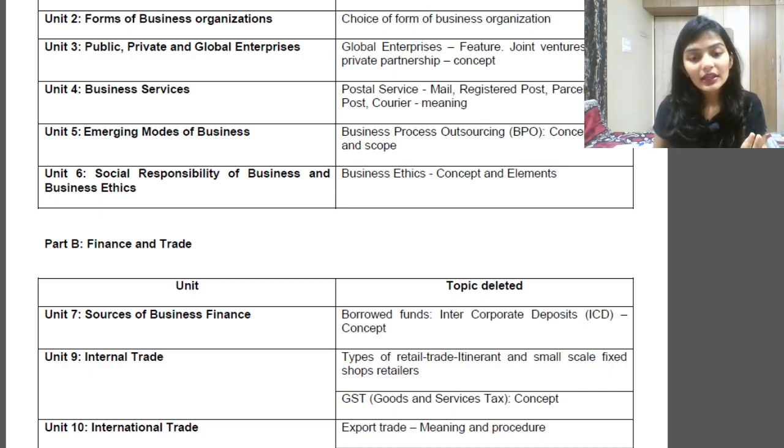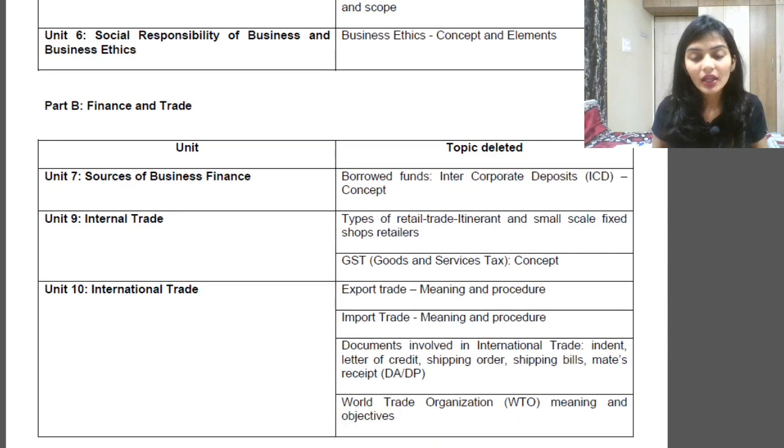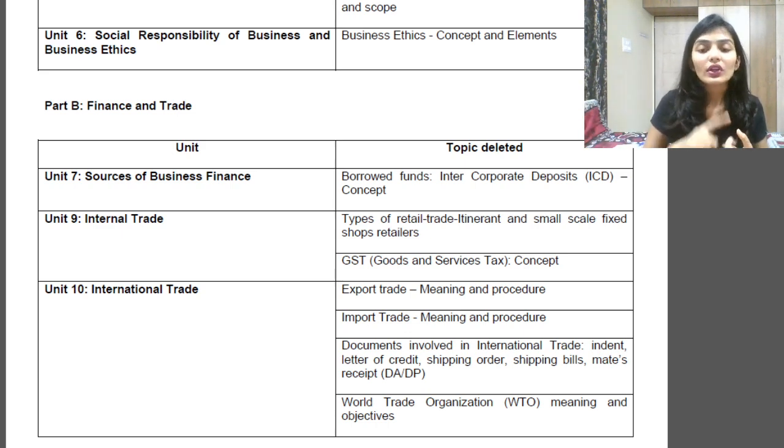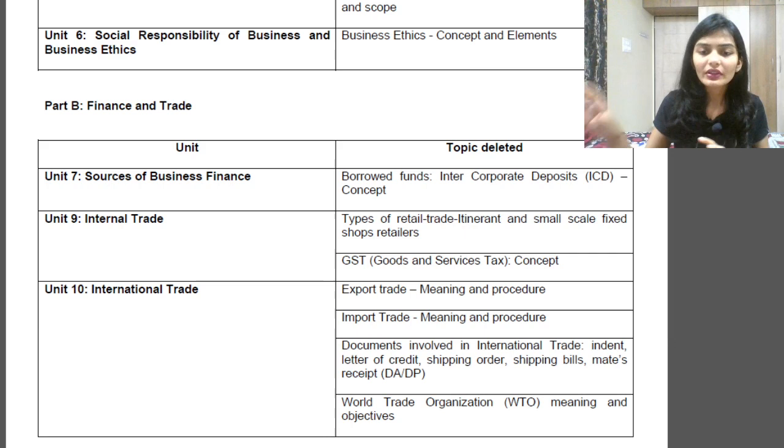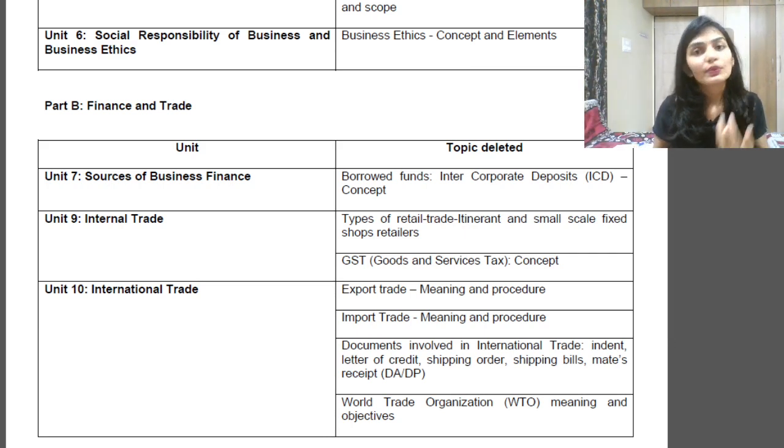Then going ahead, the last chapter that you have, international trade. In international trade, there is a significant portion that has gone out. This is the last chapter. So your export trade, import trade, meaning and procedure of both of them is gone. Then the segment on documents involved in international trade, related to your indent, letter of credit, shipping orders, bills, mate's receipt, DA/DP, that is gone.